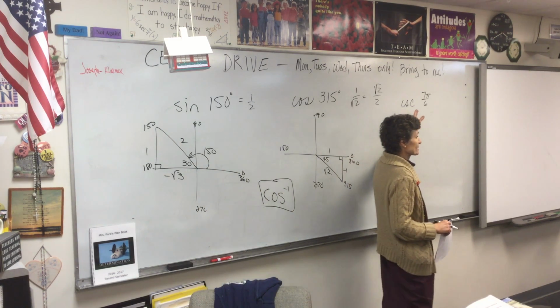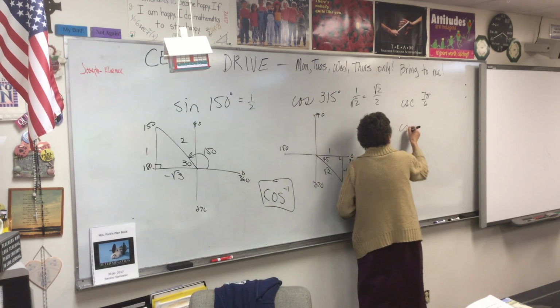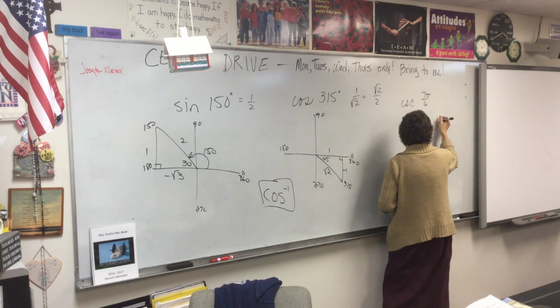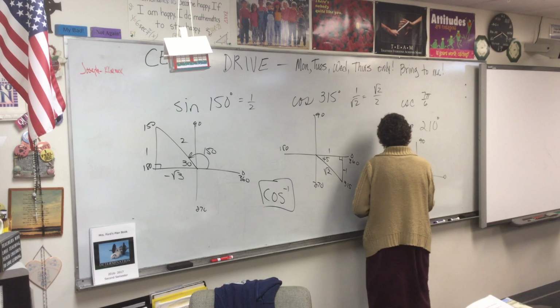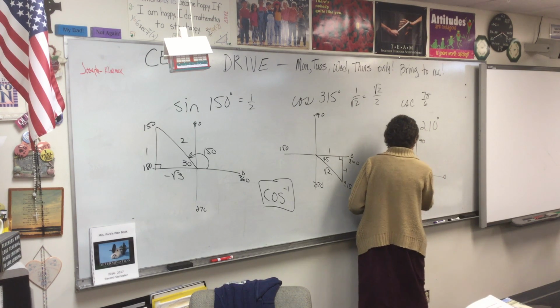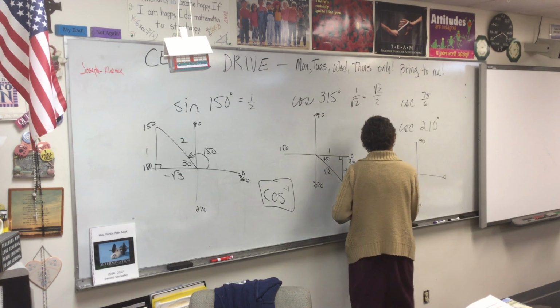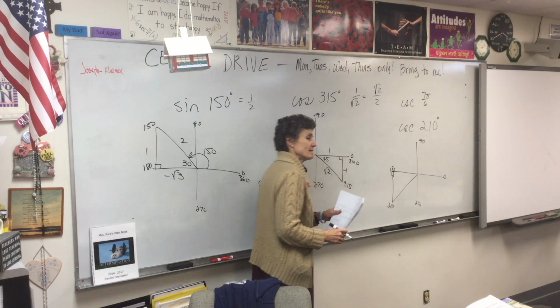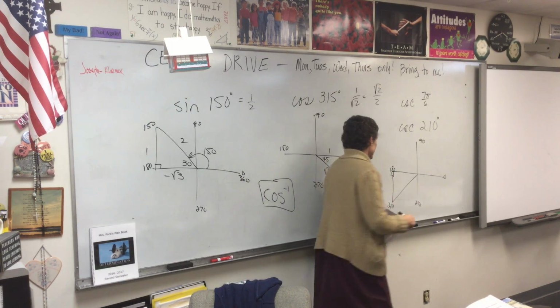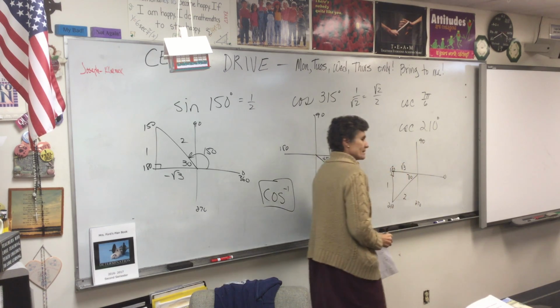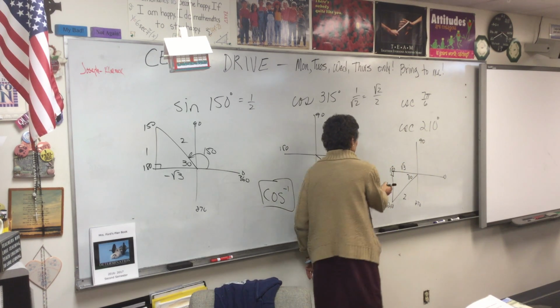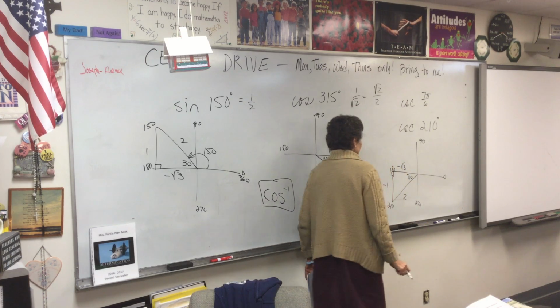Cosecant, 7 pi over 6, here we go, what is it? 210. 210, thank you. So I'm going to draw 210, here we go. 210 is going to be down here. How big is the angle? 30. 1, root 3, 2. Any negatives there? -1, negative root 3.